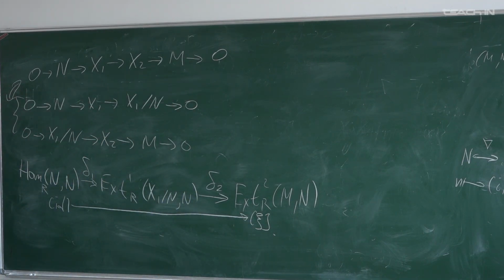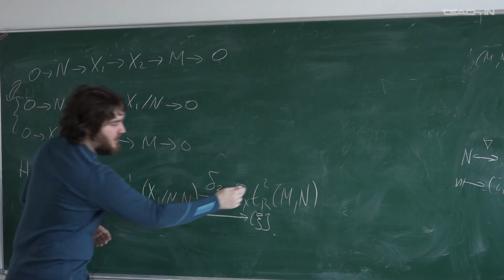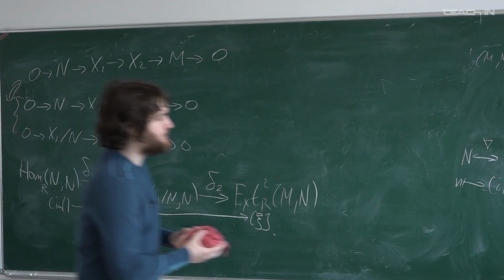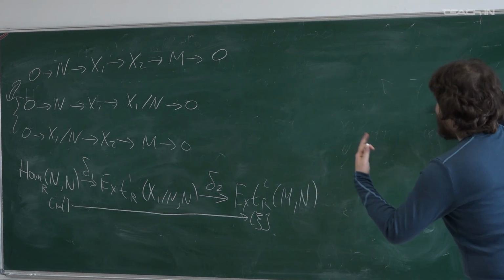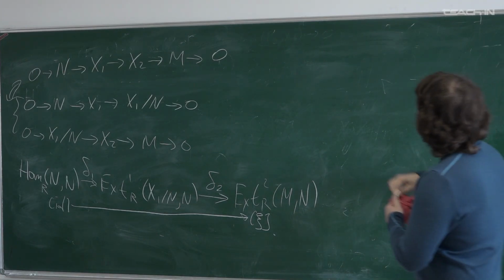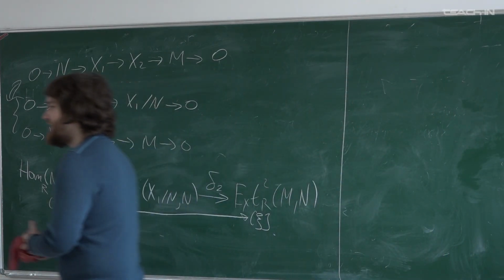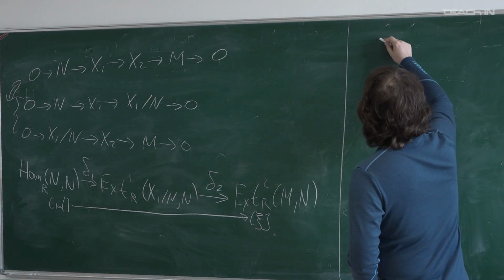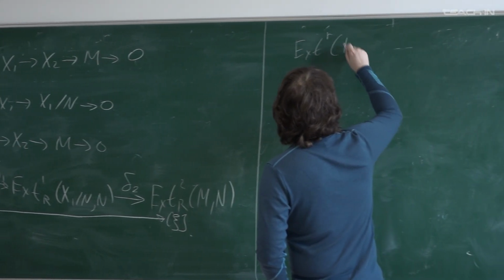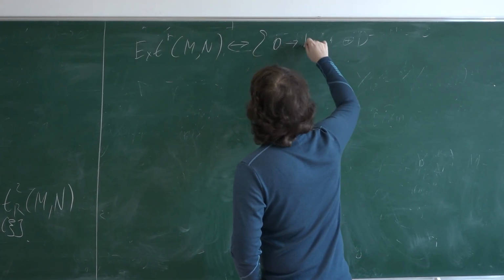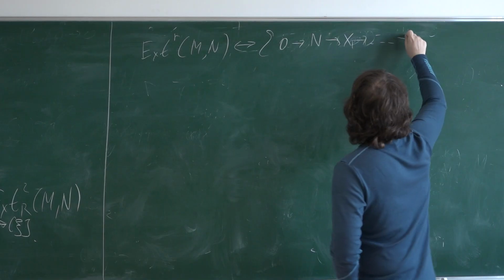And in this manner, if you have an extension of length R, you obtain an element of Ext R. And this is also a bijection. So higher Ext is just extensions of higher length. It's sometimes called the Yoneda definition of the Ext group. So Ext R (M, N) is in bijection with the set of extensions of length R.